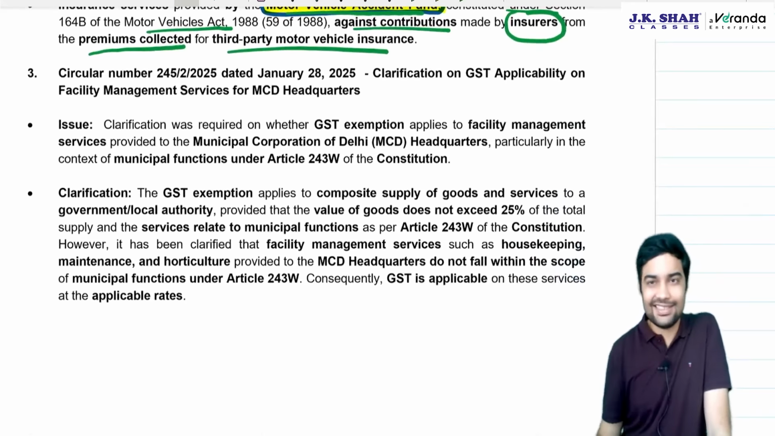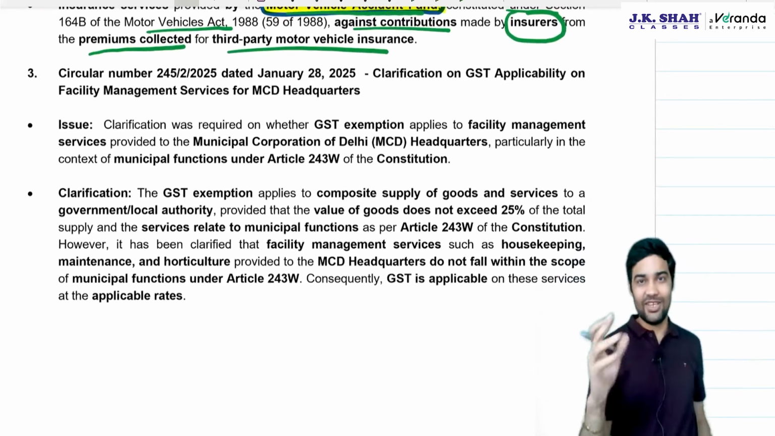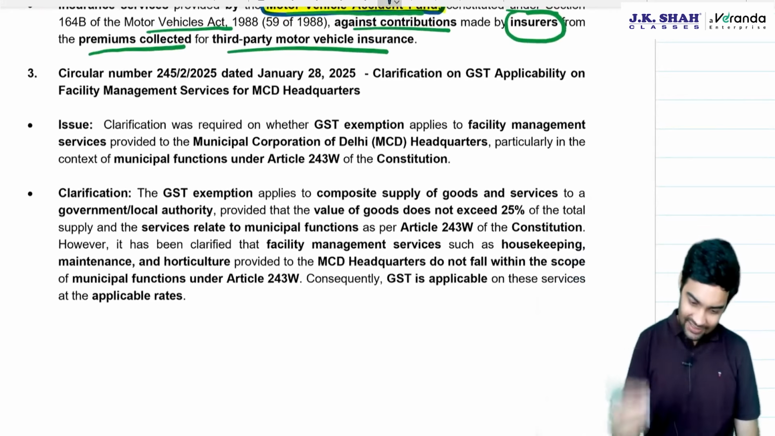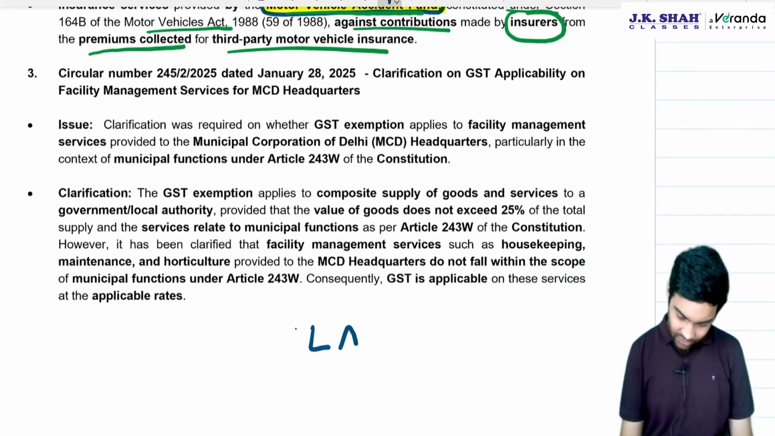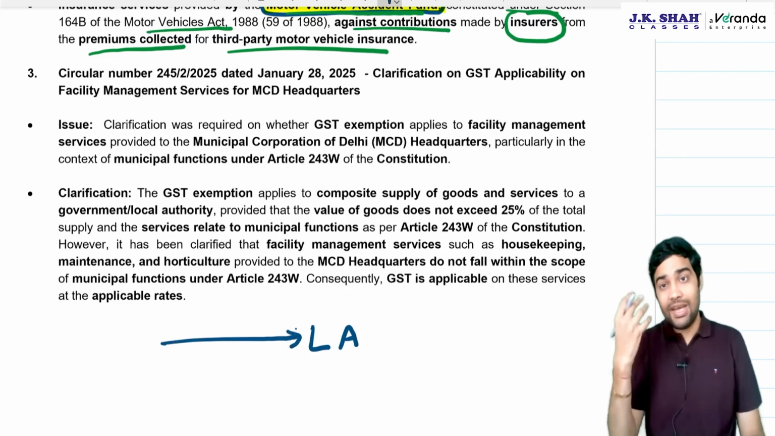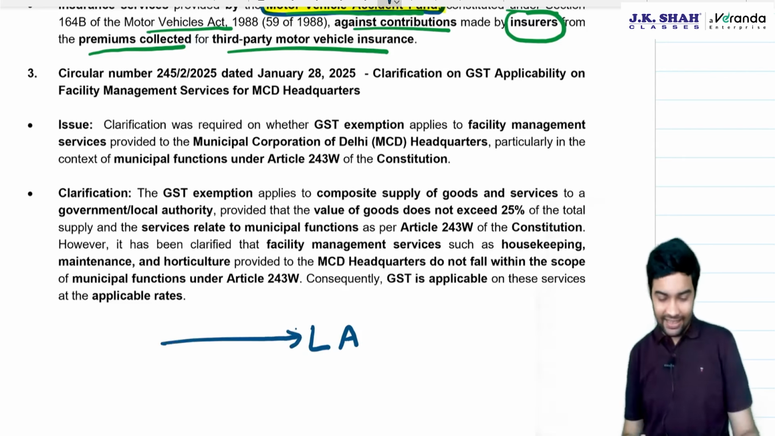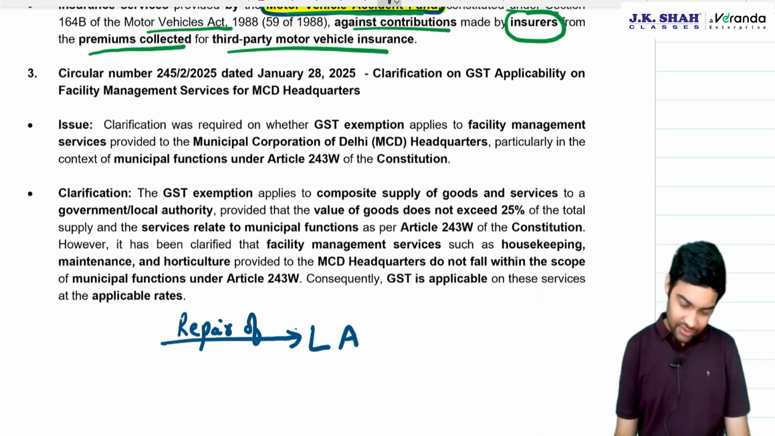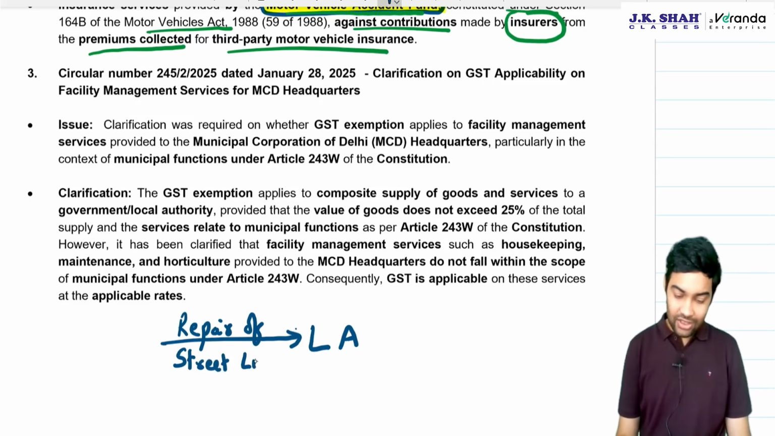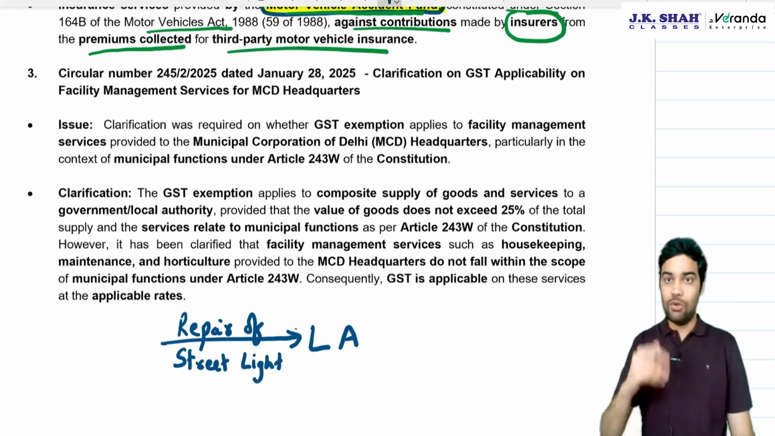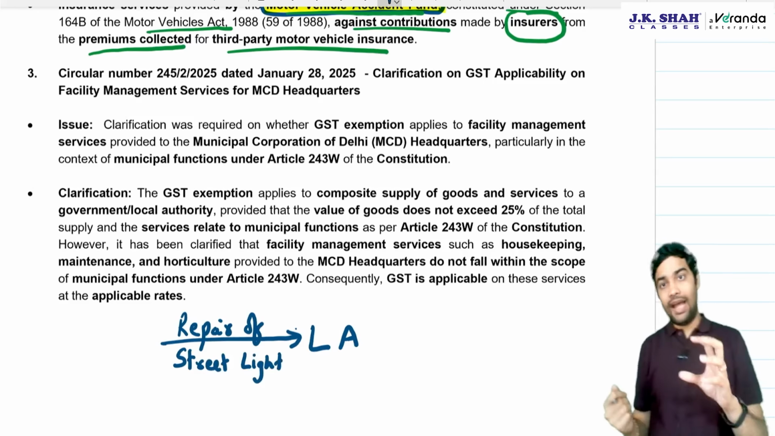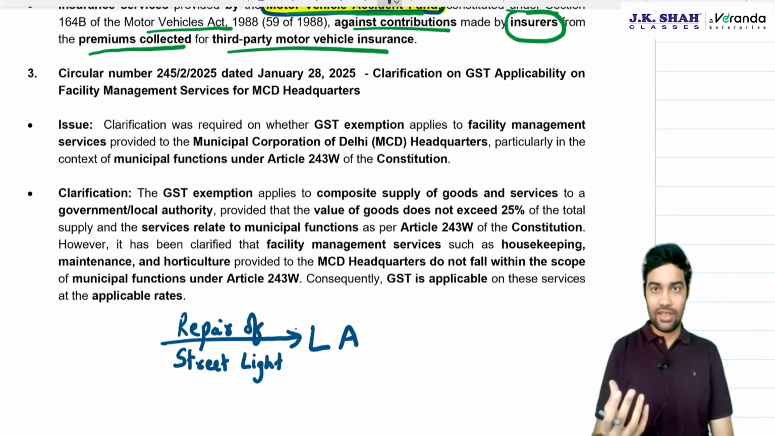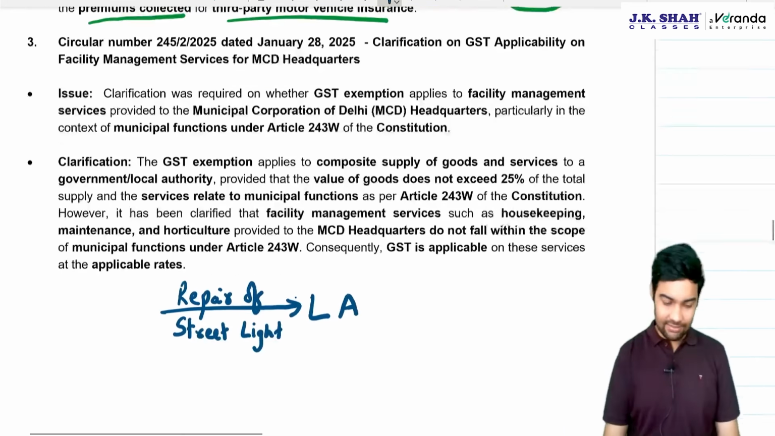Okay, this is an interesting one, sir. First, let me give you a background. The local authority taking service of repair of street light is exempt. Is it, sir? Yeah. Because the repair of street light is a constitutional function, under 243G or 243W of the Constitution. As it is a constitutional function, government has given an exemption.